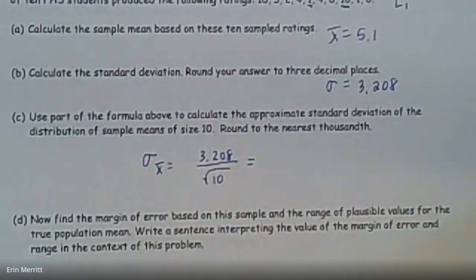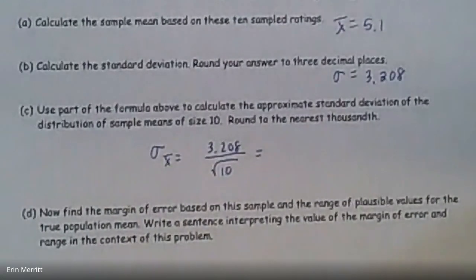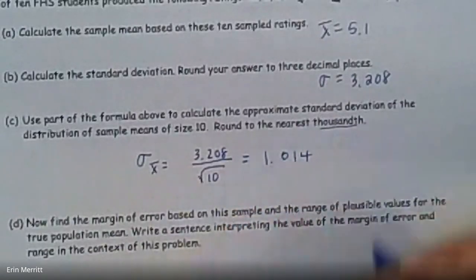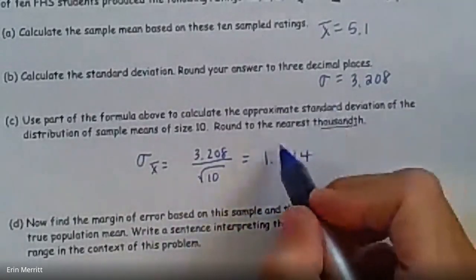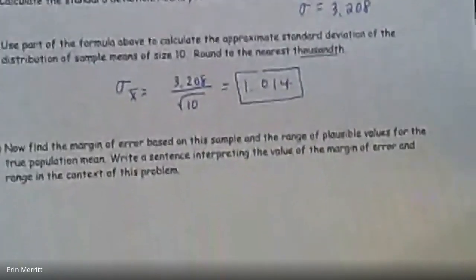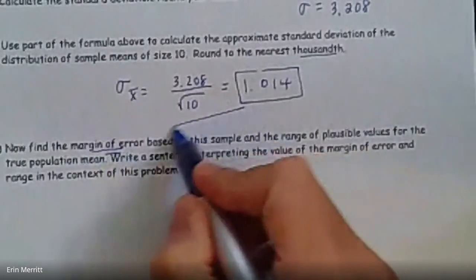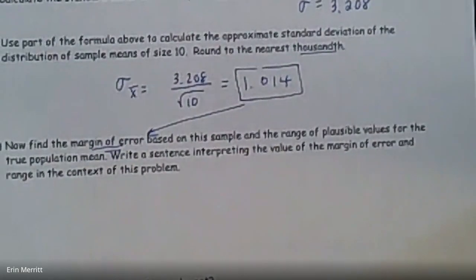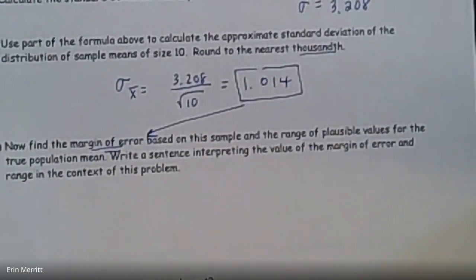I'm just going to check something quick. Okay. When we calculate that, it should come out to be about 1.014, because it says nearest thousandth, so we're going to 3 decimal places. So that's the standard deviation that we're going to use here. Now when it says find the margin of error, that's the number you're going to use. It says, based on this sample, find the margin of error and the range of plausible values.